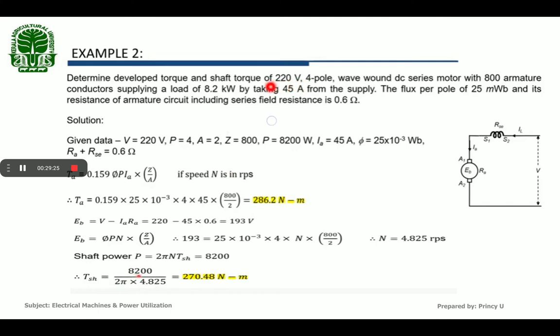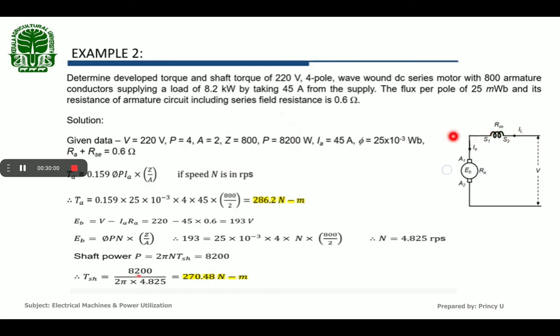Okay, then input voltage V is given as 220 volt, number of poles is 4, and wave wound, that is A is equal to 2, and a DC series motor. So it is a series motor, which means the armature winding is connected in series with the field winding. It has 800 armature conductors, so write Z is equal to 800, supplying a load of 8.2 kilowatts. So power is 8200 watts and taking 45 ampere.